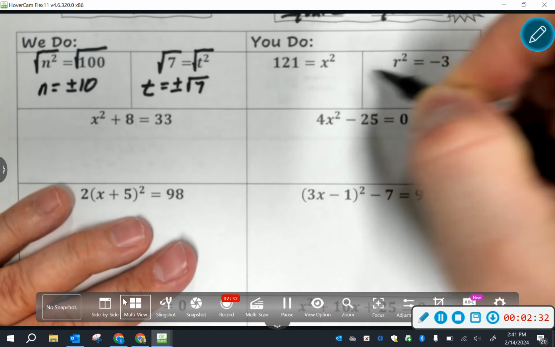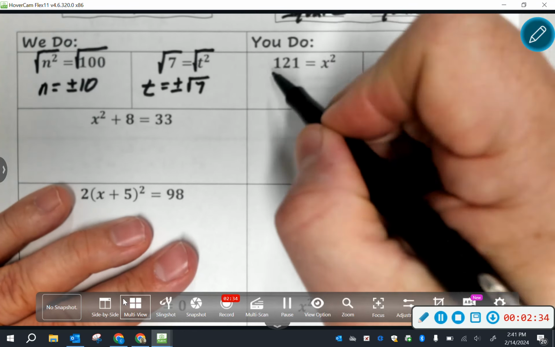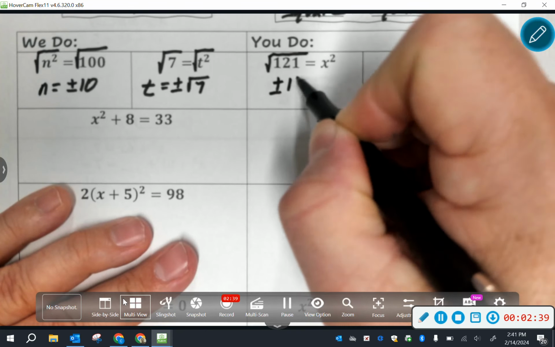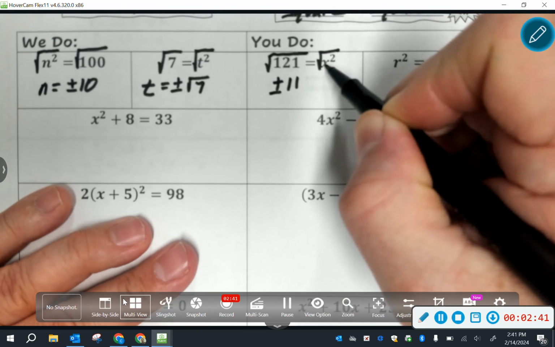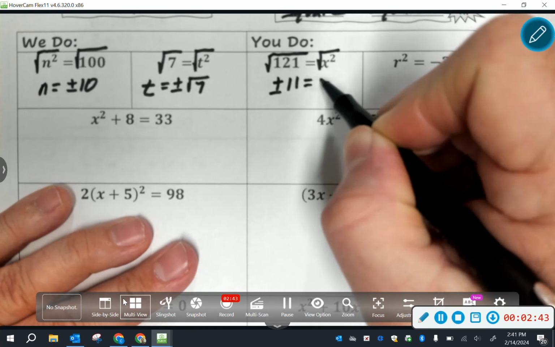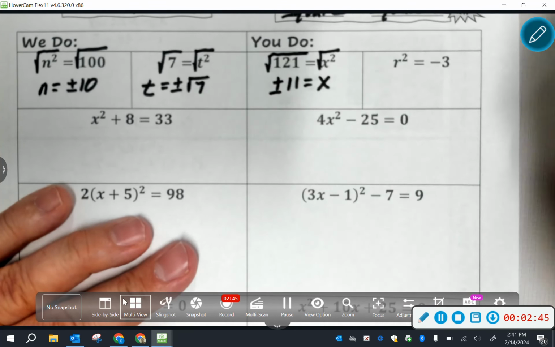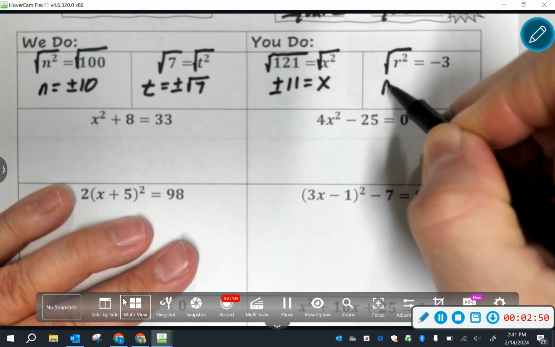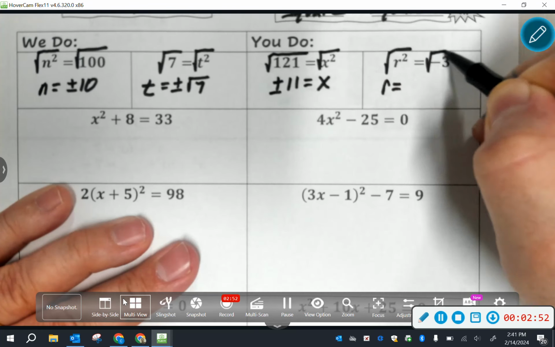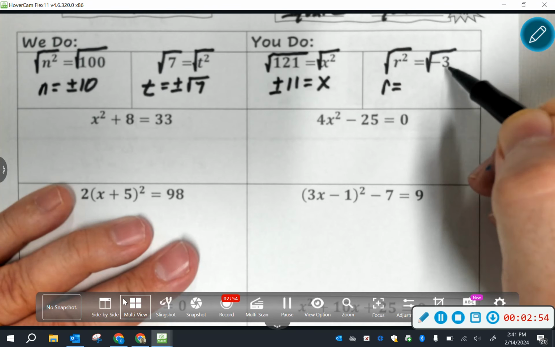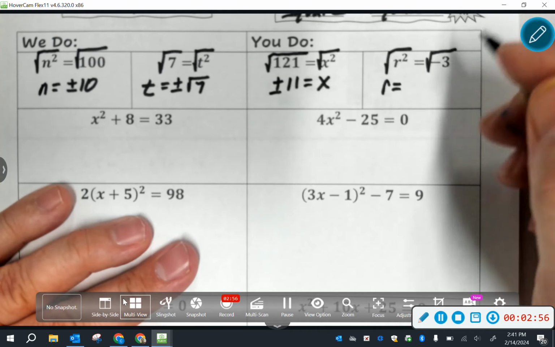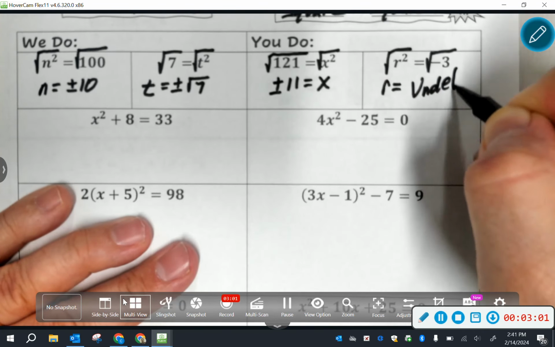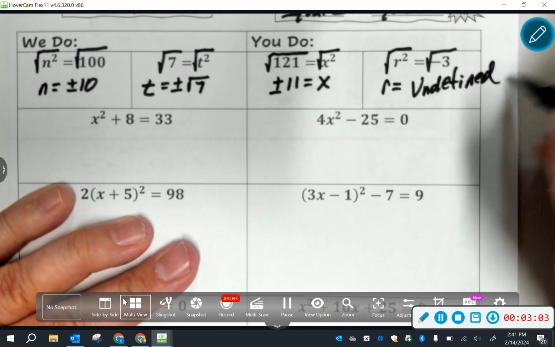Okay, so I'll go ahead and do these two for you as well. So we'll take the square root of 121, that'll give us plus or minus 11. And then the square root of x squared, that's going to give us x. And then looking at this one, if I take the square root of r squared, that'll give me r. And now the square root of negative 3, okay, if you plug that into Desmos, it's going to give you an error. So we're just going to write undefined.